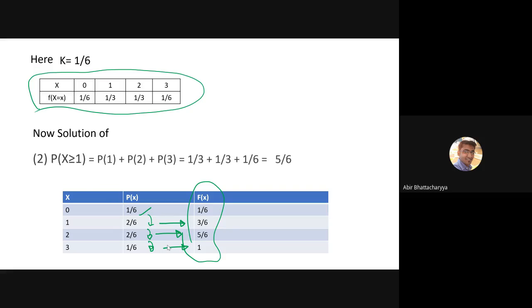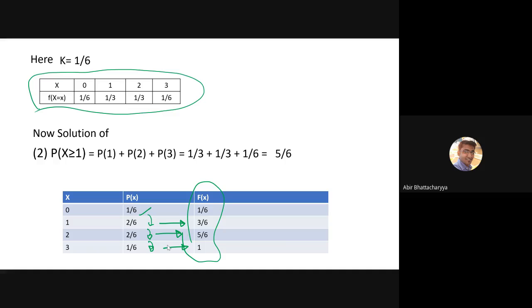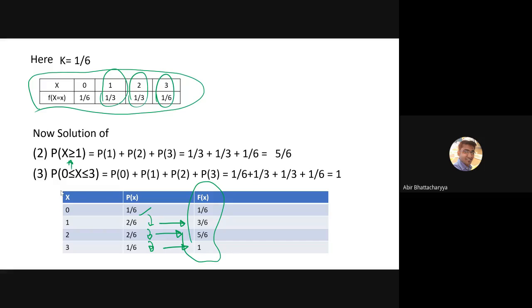Now, solution. Probability of x greater than or equal to 1. So x greater than or equal to 1 means you have to add 1, 2, and 3, because it attains the value 1. That's why we add probability of 1, probability of 2 plus probability of 3. This is going to be 5 by 6, right? Now probability of 0 less than or equal to x less than or equal to 3. 0 is also attained, 3 is also attained. So add them all: 0, 1, 2, so we'll get 1.